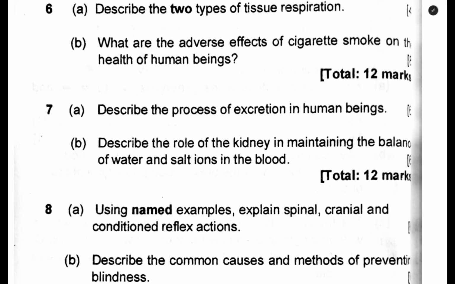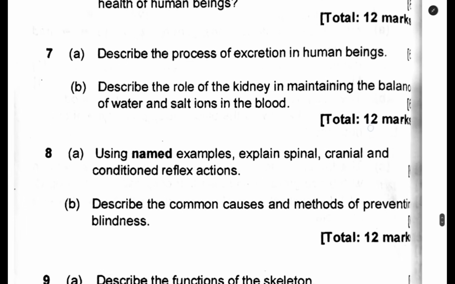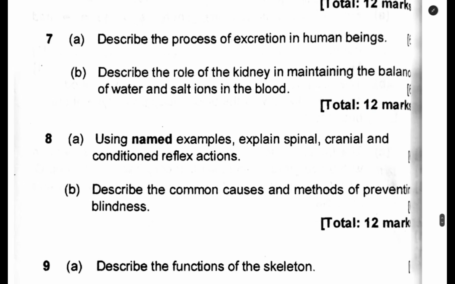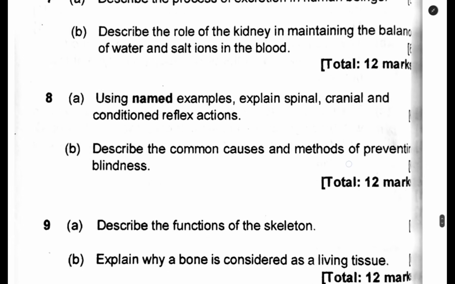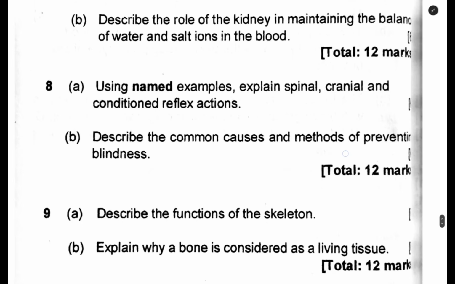Watch out for section A, but also section B. Like I said, you never know. Okay, so watch out for this part also. Using named example, explain the spinal, cranial, and conditioned reflex. Describe the common causes and methods of preventing blindness. So these parts, that is the skeletal system, incorporating the nervous system, incorporating sense organs.